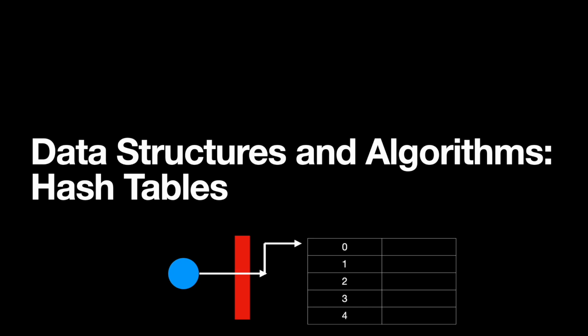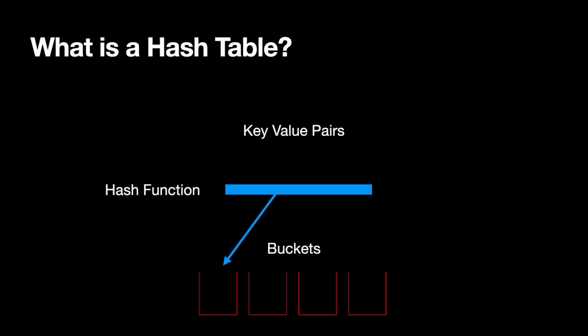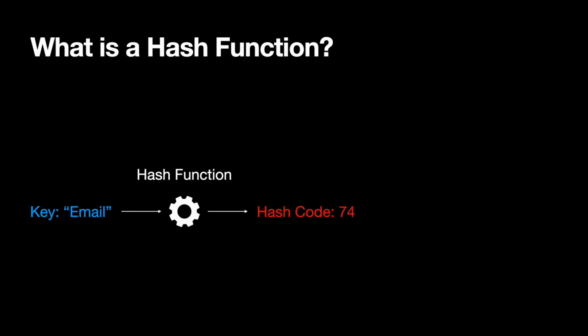Today I'll be covering hash tables. A hash table is a data structure that stores data in key value pairs. They contain a hash function and an array of buckets. A hash function is a function that takes in an input or key, like the string email, and turns it into an integer or a hash code that corresponds to one of the buckets inside the hash map.